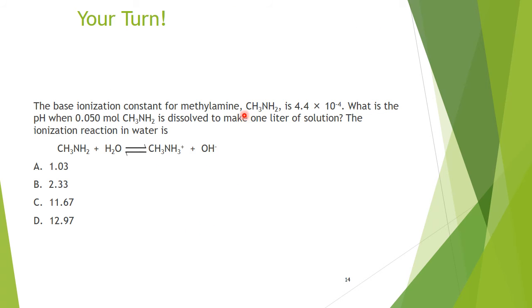All right, if you want, you can turn it off and try to do this one yourself. You're given methylamine, and it has a Kb equal to 4.4 times 10 to the minus fourth. The initial concentration of the methylamine is this, and here's your equation. So what you're going to do is set up an ICE table, solve for OH minus, and then from OH minus find H plus. So turn off the PowerPoint and see if you can figure it out on your own.